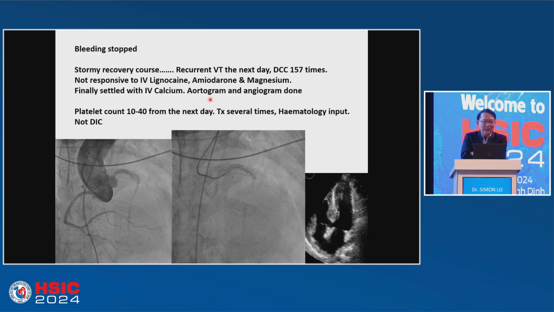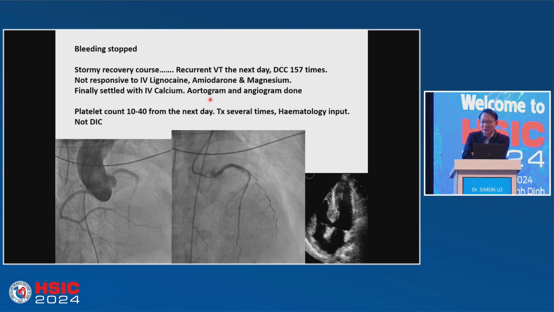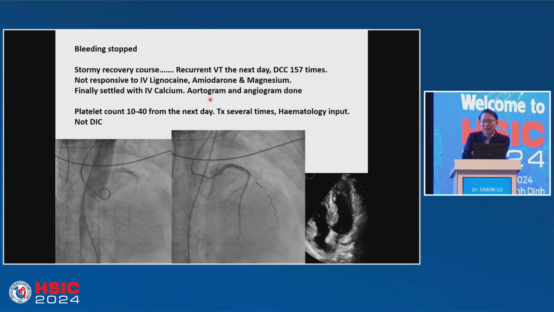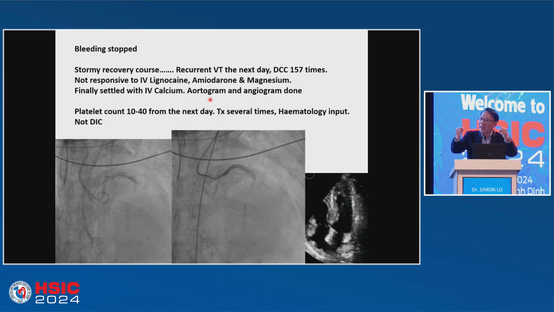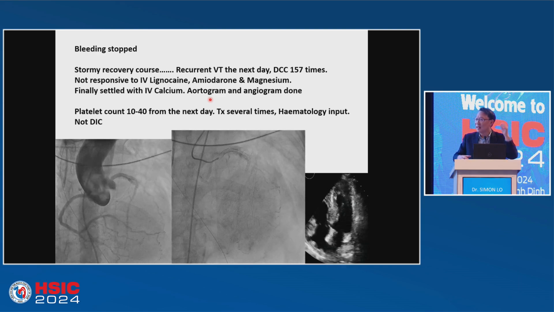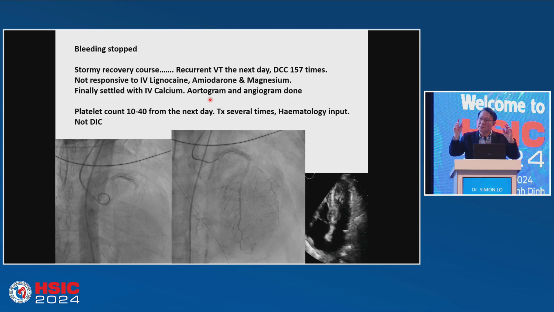Anyway, the bleeding stopped. Actually, she had a stormy recovery course that night. She had VT attacks overnight and the next day, and was cardioverted 157 times, okay? I have to say for the first 10, 20 times I used the defibrillator paddles to put on her chest to shock her out of the VT. After that, I just put the defibrillator sticker pad on the chest and just pressed the button.